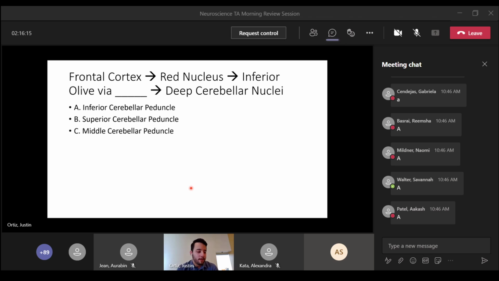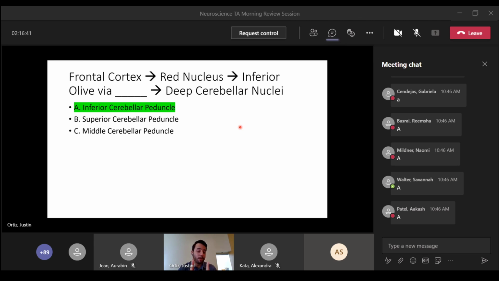Okay, so we have frontal cortex to red nucleus to inferior olive via the inferior cerebellar peduncle into the deep cerebellar nuclei, right? So again, inferior cerebellar peduncle via those climbing fibers. Those climbing fibers are really, really sensitive, which we'll talk about. And again, remember, your deep cerebellar nuclei are your "don't eat greasy food." If it's not part of that "don't eat greasy food," it's not deep cerebellar nuclei.